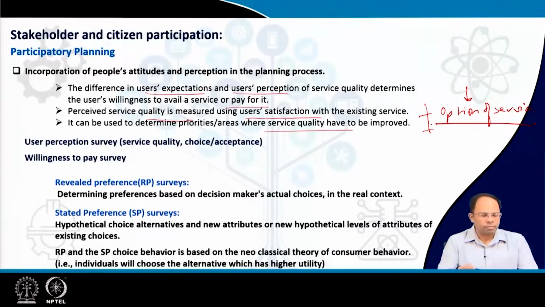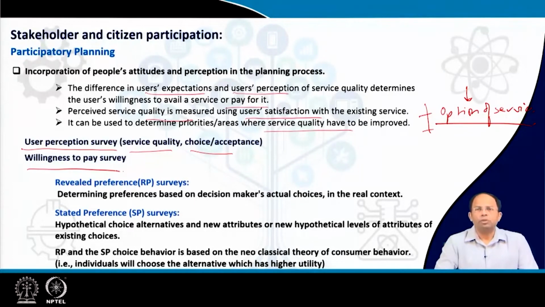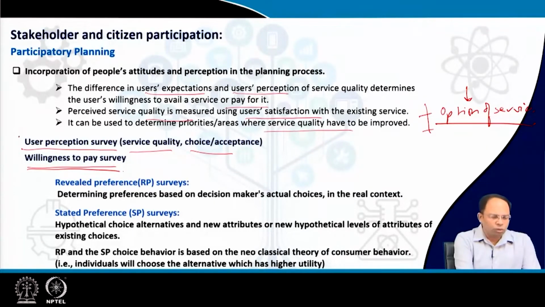So, to conduct this kind of study, we need to do a user perception survey, where we can ask them about their service quality, their satisfaction with that, or we can ask about their choices or acceptance about a particular project or a particular technology or a particular service design, right? And we can also directly ask them about their willingness to pay. So, for that we conduct willingness to pay surveys. So, these are the two kinds of surveys that can be done.